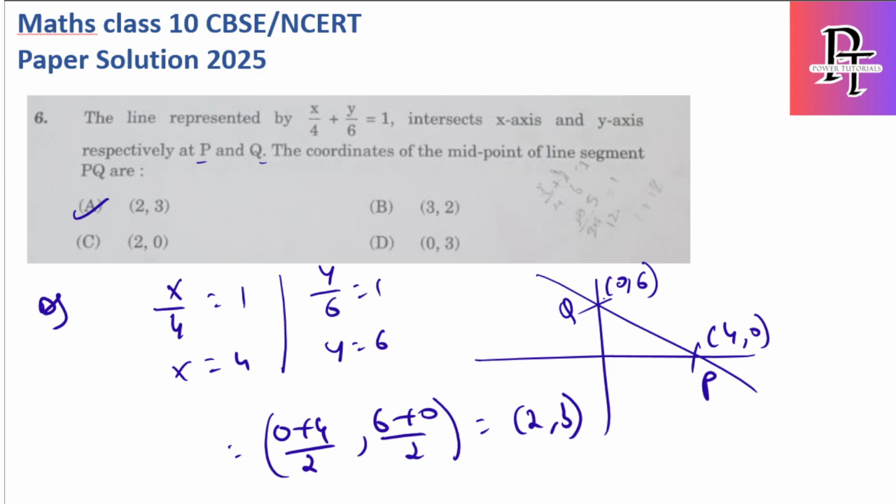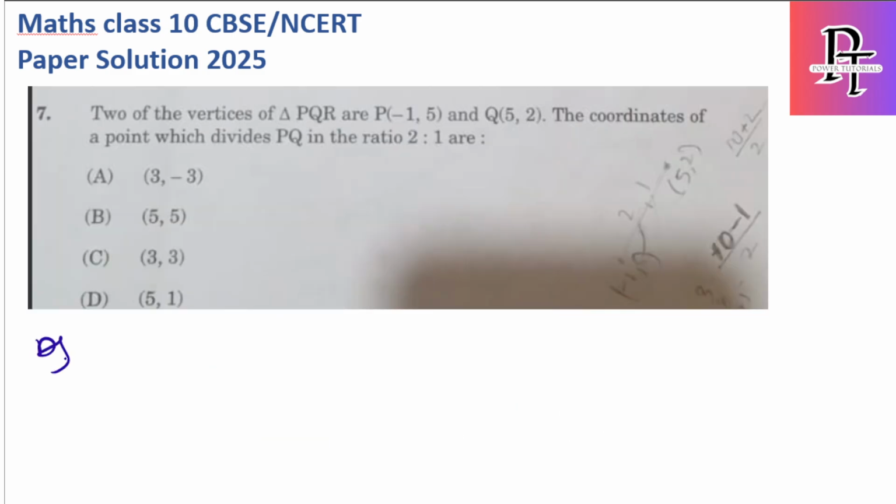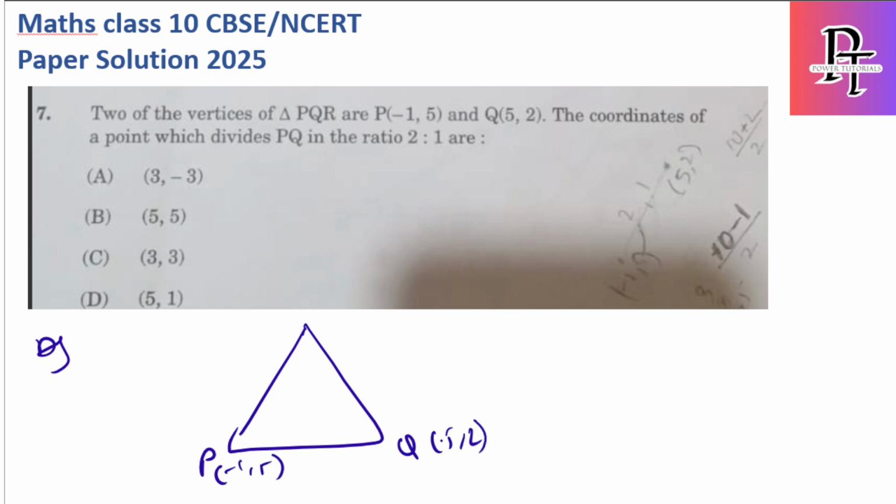Here is the right answer. Let's move to the seventh one. Two of the vertices of a triangle PQR, P and Q, are the points (-1, 5) and (5, 2). Find the coordinates of the point which divides PQ in the ratio 2:1. So this is simply how to use the m:n ratio formula.